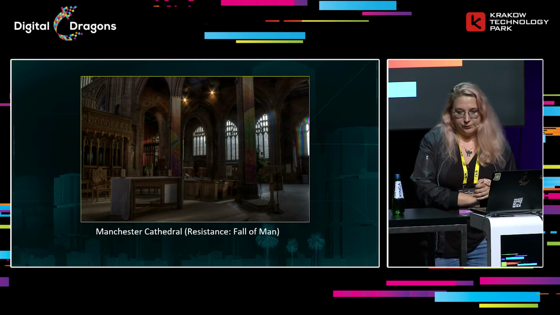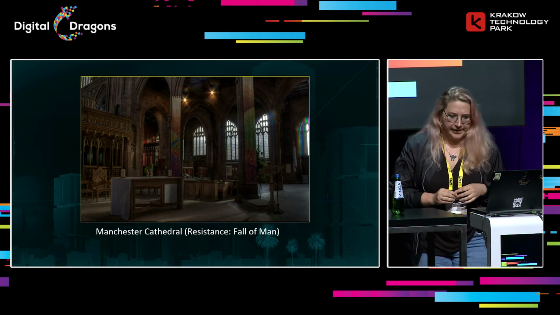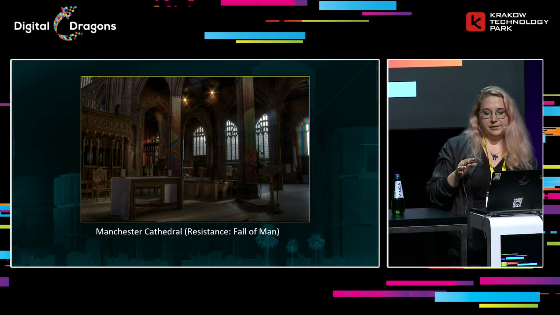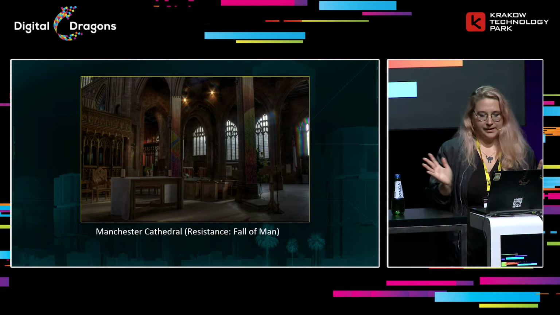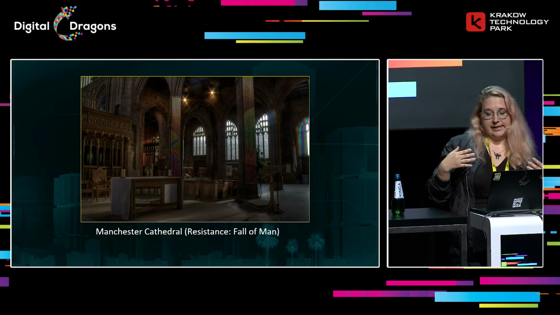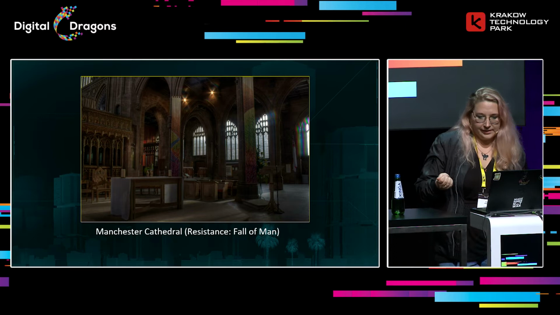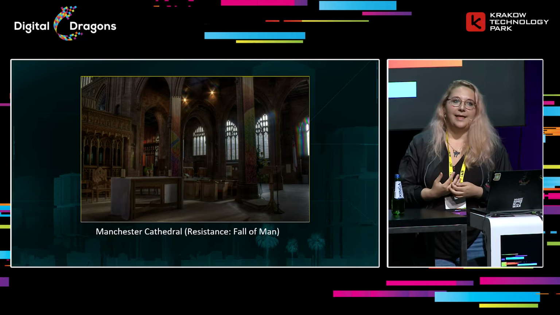And at this point, I would like to show you a real case related to recreation of an interior in a video game. So, the video game Resistance: Fall of Man, from 2006, depicted the interior of the Manchester Cathedral, where the player was fighting some aliens. And such use of the cathedral's image sparked controversy among the Church of England, and they decided to sue Sony for copyright infringement and for abusing the image of the cathedral in a city where there was a major gun problem.